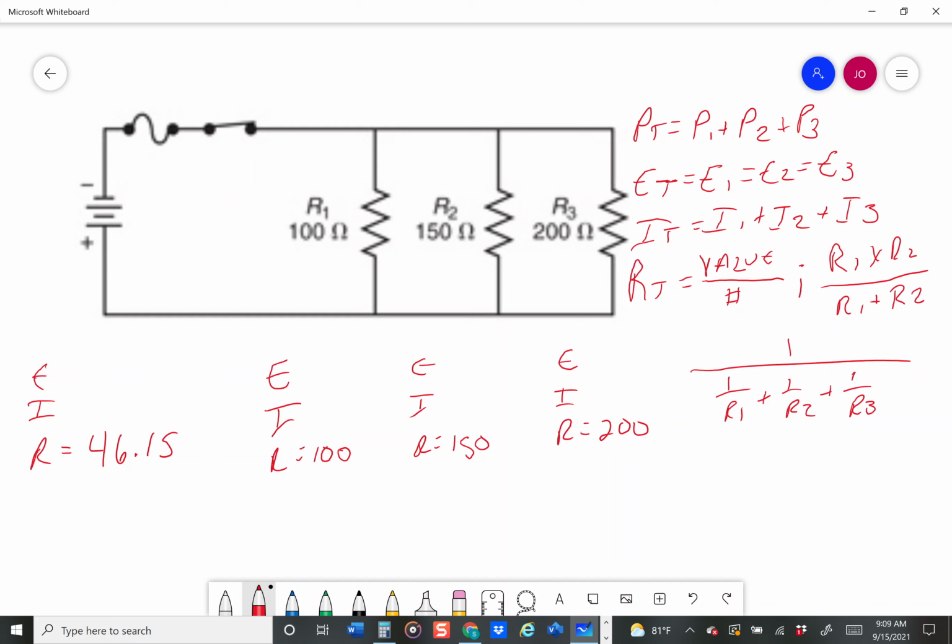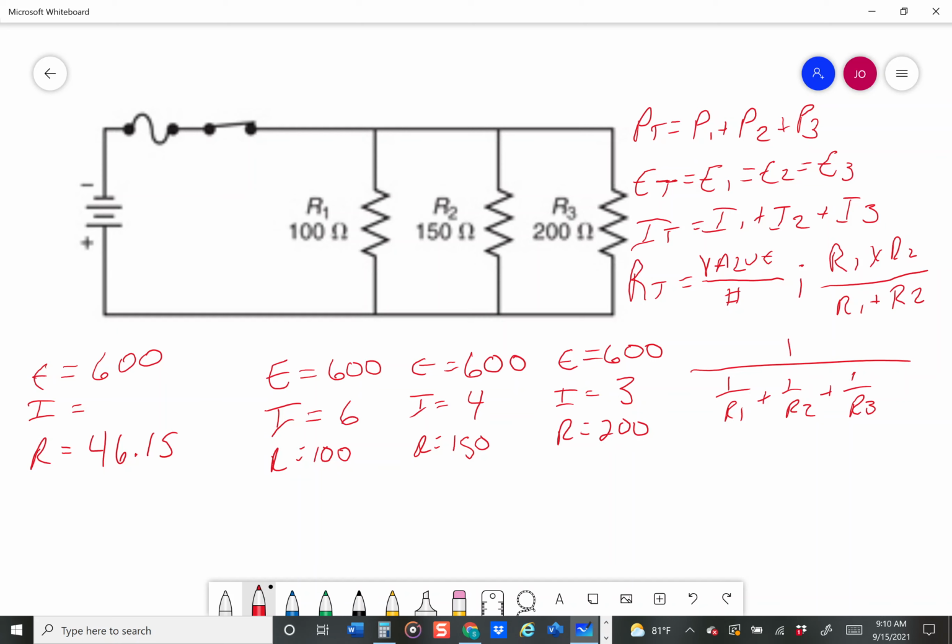Oh, in this case, if we have a voltage source, we'll just make our voltage source 600 volts. And 600 volts, again, voltage is the same in parallel, so these are all 600 volts. So if I take my 600 volts and divide it by 200 ohms, I will get 3 amps. My 600 volts divided by 100 ohms gives me 6 amps. And my 600 volts divided by 150 ohms is going to give me 4 amps.